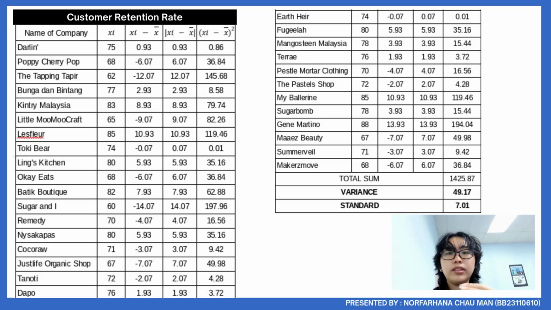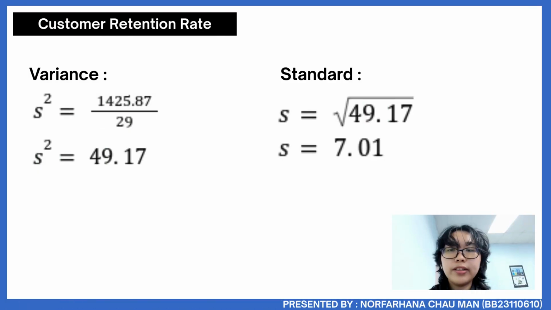For customer retention rate, the mean is 74.07, and the total sum of the squared deviation is 1425.87. To find the variance, we divide 1425.87 by 29, and we get a variance of 49.17. And to find the standard deviation, we take the square root of the variance, which is the square root of 49.17, and the standard deviation for customer retention rate is 7.01.